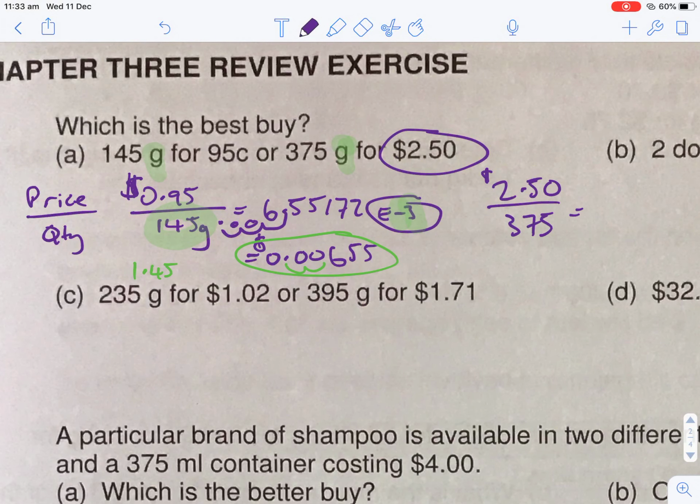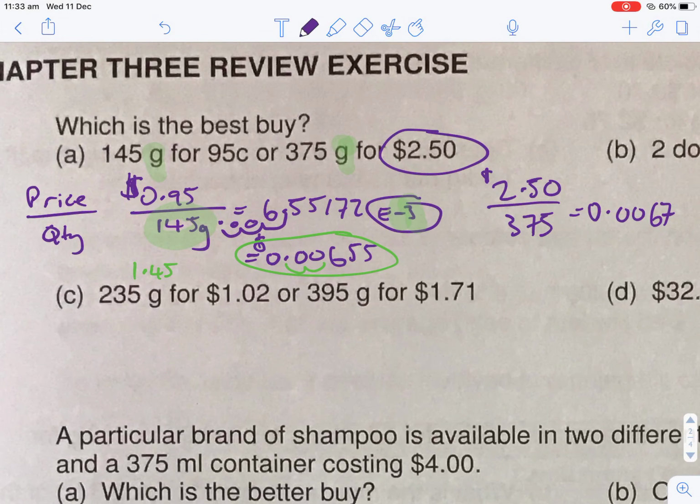And again, I'm going to get a tiny number. So let's put this in. So 2.5 divided by the 375. Again, I'm going to get an answer with the E to the -3. And when I move my decimals, I'm going to wind up with 0.006 recurring, so I'm going to round that to 67.